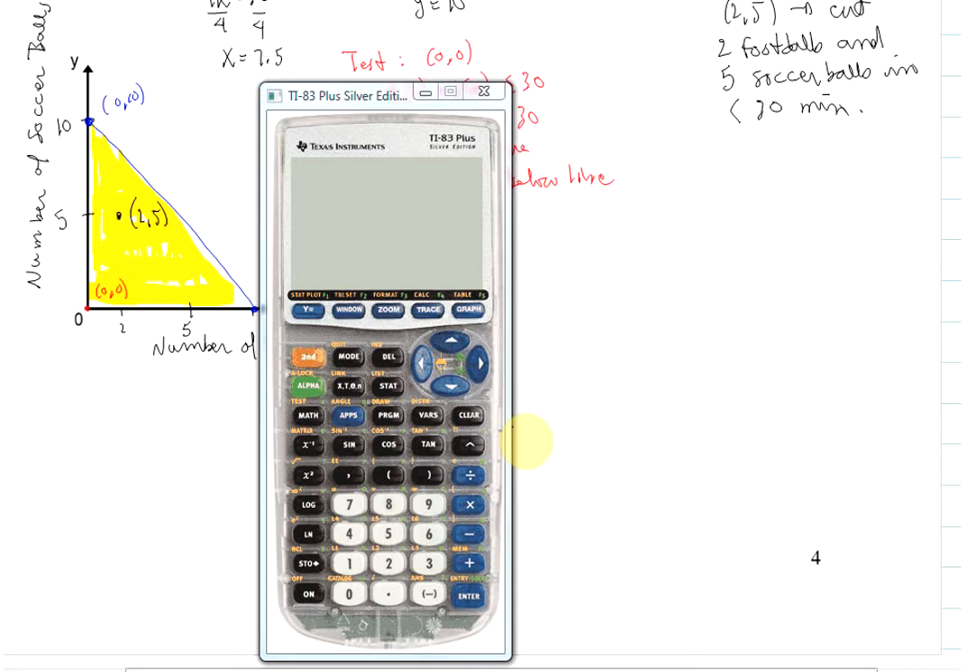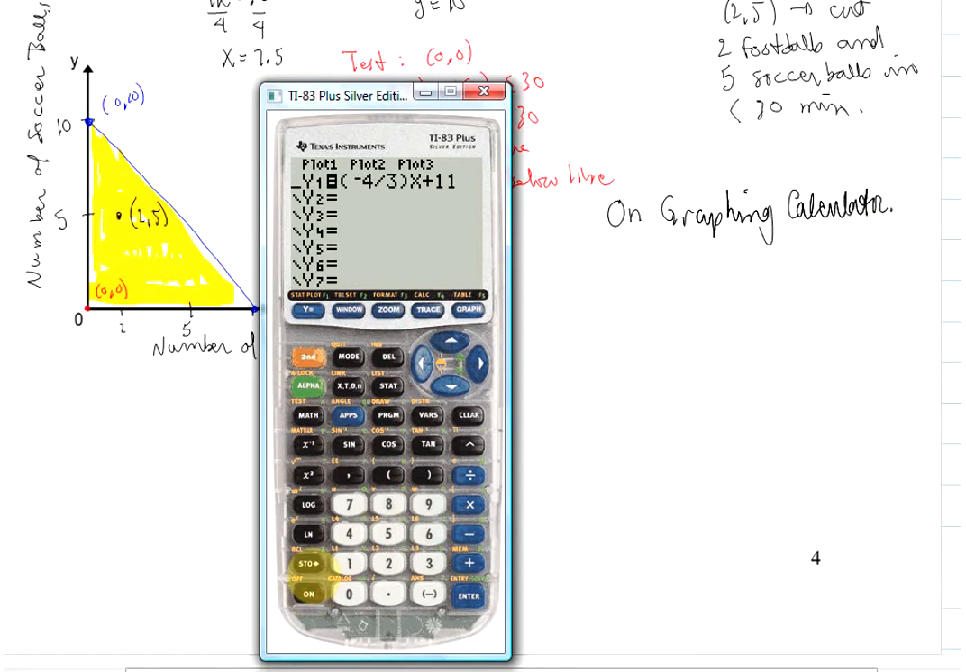Okay, so let's take a look at how to graph this on your graphing calculator. As you know, to graph an equation on your graphing calculator, you need to enter it into your y equals window. And you need to enter it in as y is equal to whatever your function is.